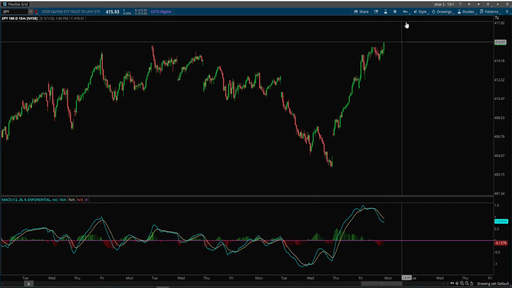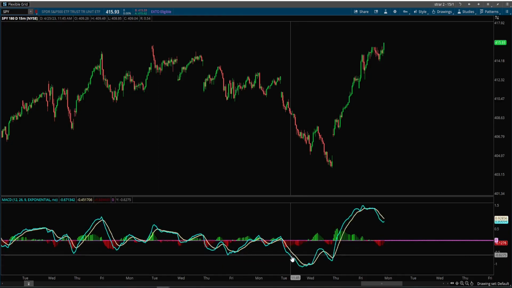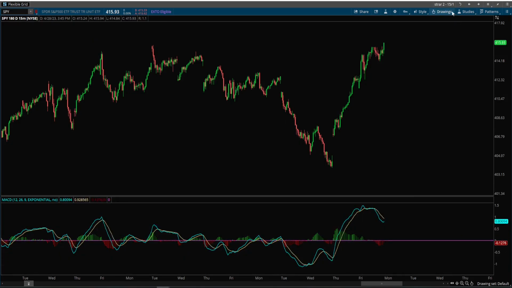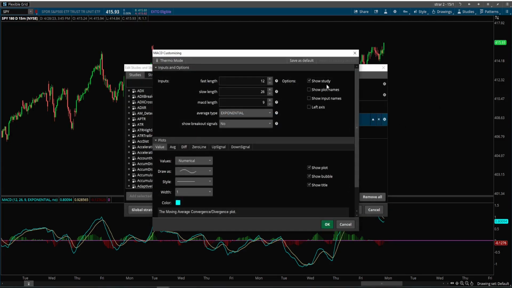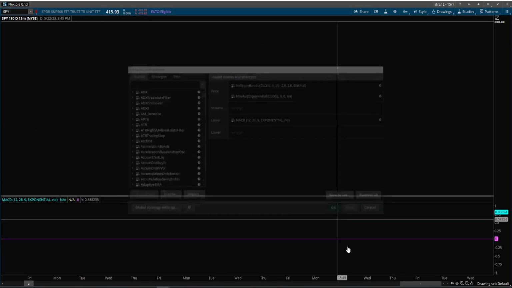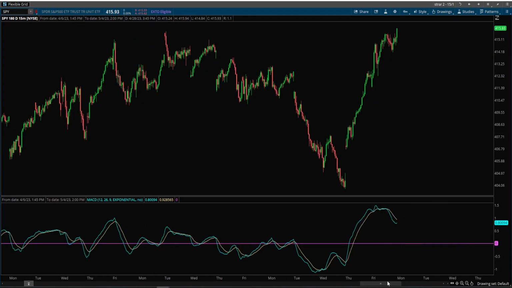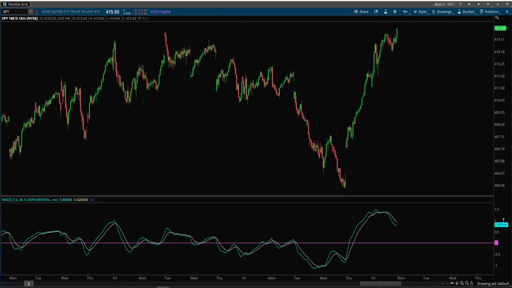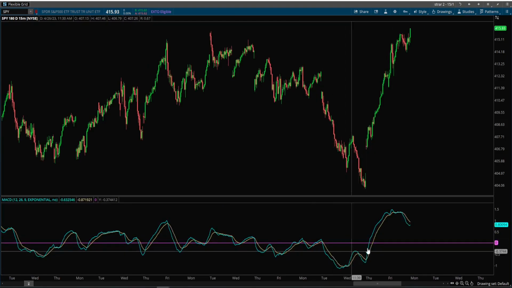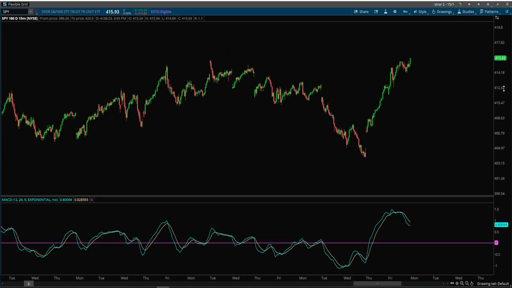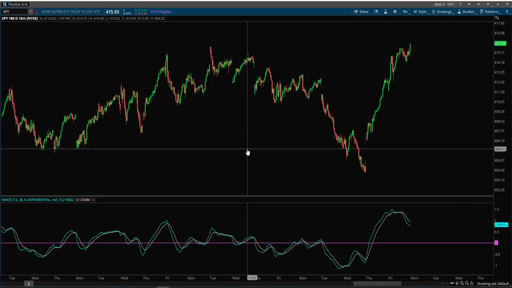But something you can do if you just want to focus mainly on the MACD itself, you can go into your studies here and go into your settings, and you can go to the difference here, and you can take this off. So you can just have your MACD here. This is kind of what I like to do. It just cleans it up a little bit because I'm more focused on the bullish and bearish trend reversals. So yeah, that's basically what it is and how it works.